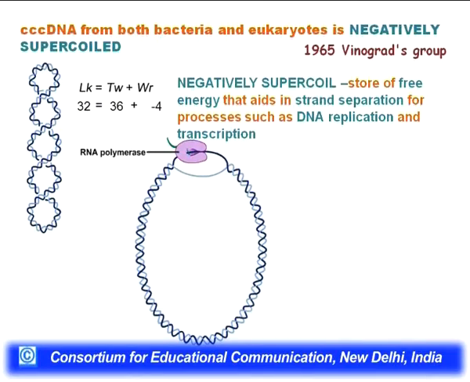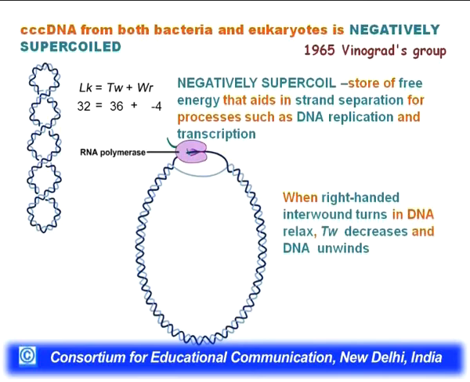For any RNA polymerase or DNA polymerase, because it works on a single stranded molecule, the supercoiled molecule will become the relaxed molecule, and the energy which is released will also separate the two DNA strands, so that the RNA polymerase or DNA polymerase can act upon it and either replicate one single strand or transcribe the strand to the RNA. When right-handed interwound turns in DNA relax, TW decreases and DNA unwinds, because it is the opposite.